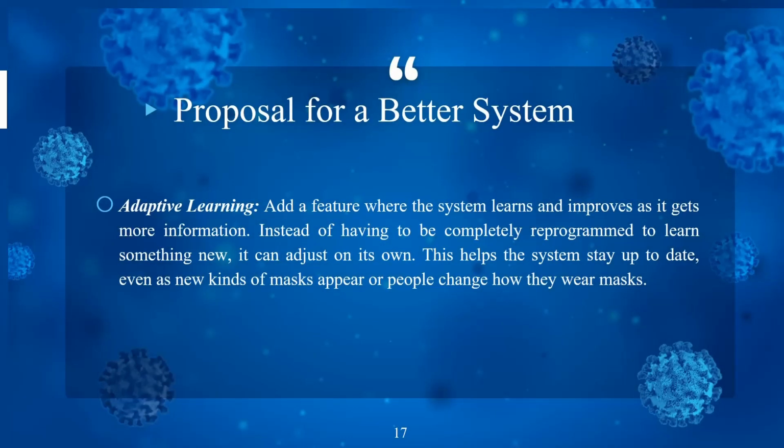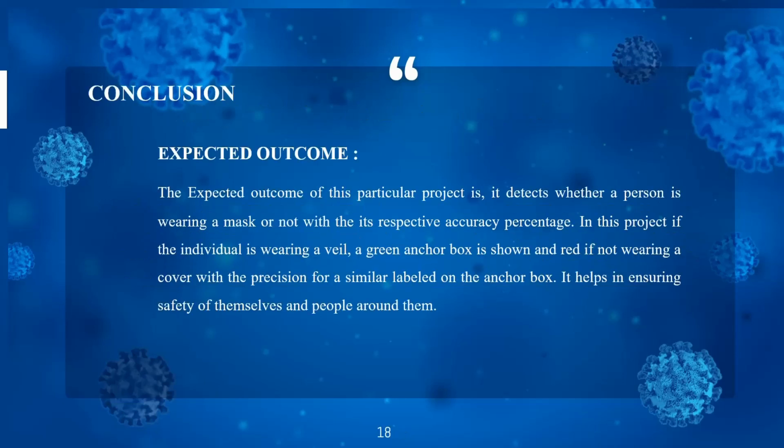According to us, for a better system, adding a new feature can help the system learn on its own. Instead of having a preprogrammed system, the system should be designed in such a way that it updates on its own, which helps us to detect the face mask at different angles, where the system detects different face masks. In conclusion, the expected outcome of this research paper is that it can detect whether a person is wearing a face mask or not, with an accuracy of 94.49%. This paper helps in ensuring safety by themselves.